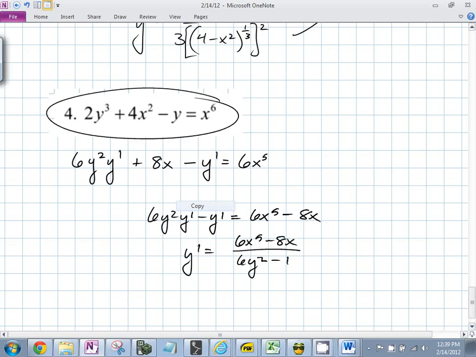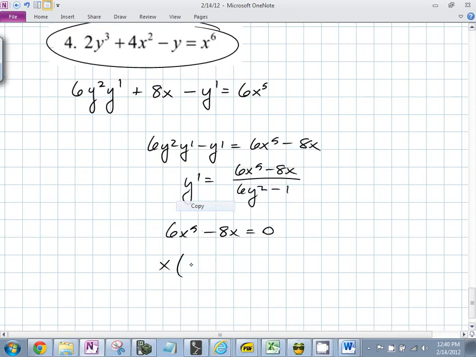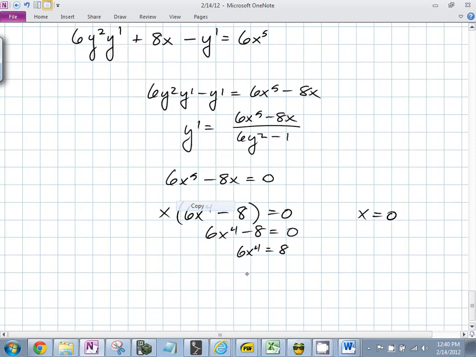A fraction equals 0 when what is true? The numerator has to be 0. So you look at this and you're like, oh man, this is terrible. It's not bad, though, because it's 0 times what? X times 6x to the 4 minus 8 equals zero. So you know it's at x equals 0, right? But you also need to solve 6x to the 4th minus 8 is equal to 0. So 6x to the 4th is equal to 8. So x to the 4th equals 4/3, right? So x is equal to plus or minus 4/3 to the 1/4. Exactly.